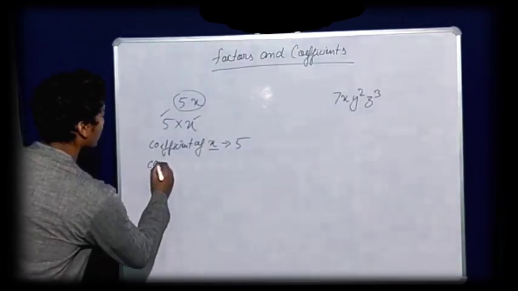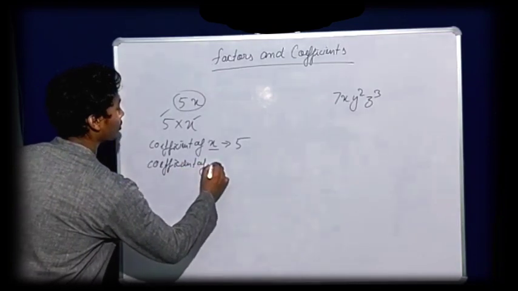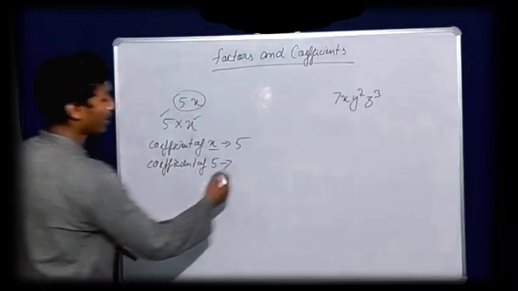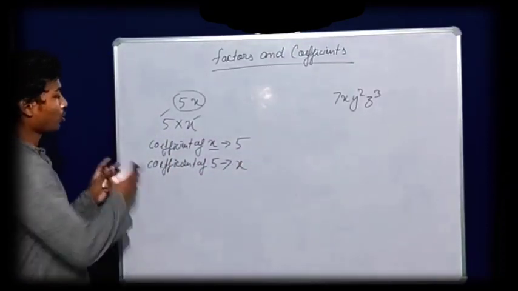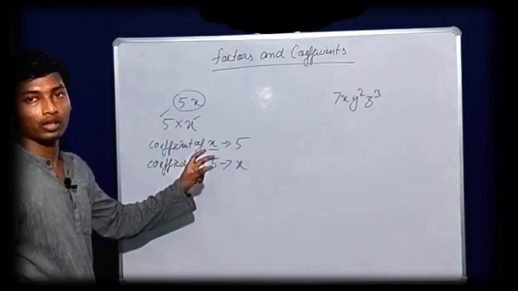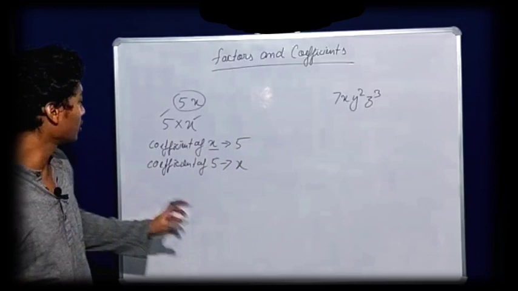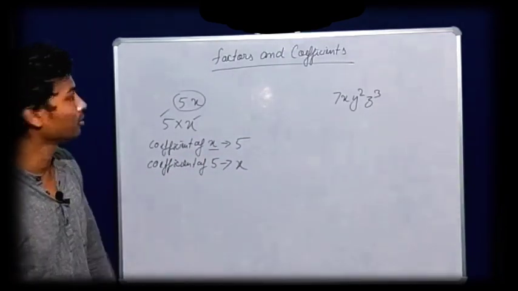If I ask you what is the coefficient of 5, what is the remaining factor? X. Now coefficient of x is 5. Now 5 can be termed as the numerical coefficient, whereas x can be termed as the variable coefficient.